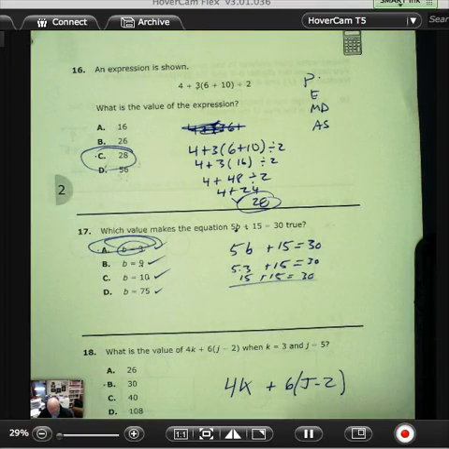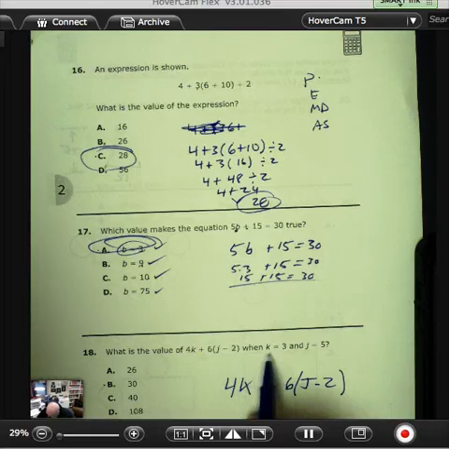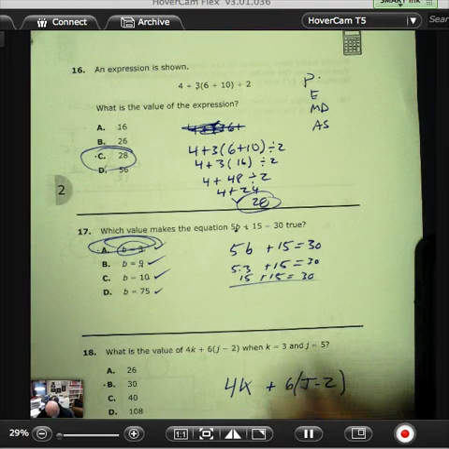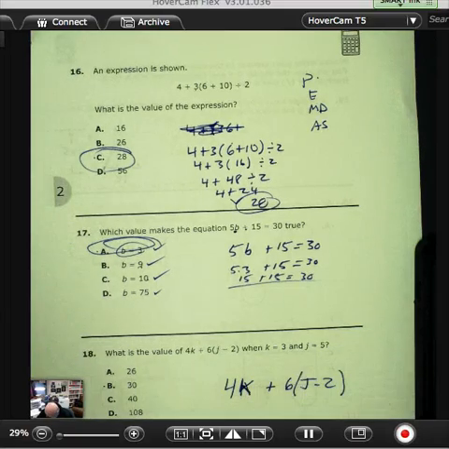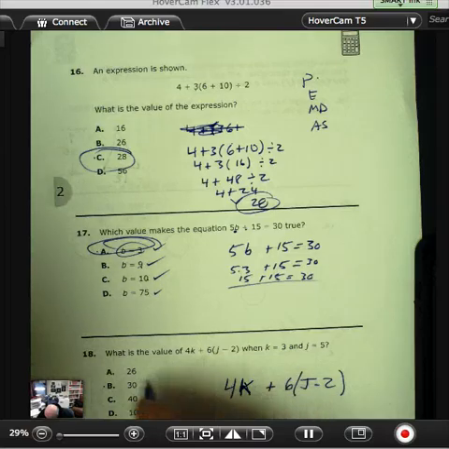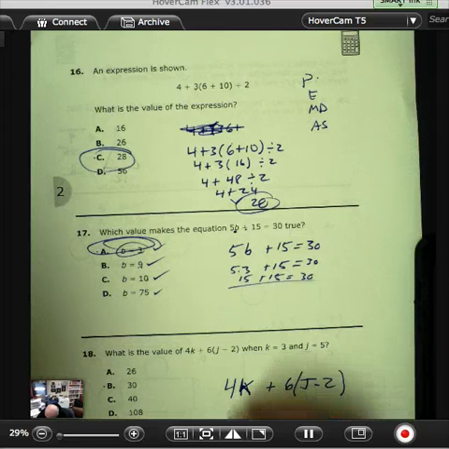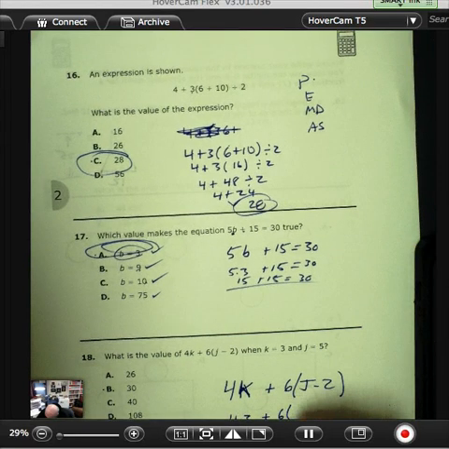Just substitute it in. What is the value of 4k plus 6j minus 2 when k equals 3 and j equals 5? Again, this looks complicated. We're just going to substitute in the values. So let's try substituting in. We have k equals 3, so 4 times 3 plus 6, and they want j to equal 5, so 5 minus 2.